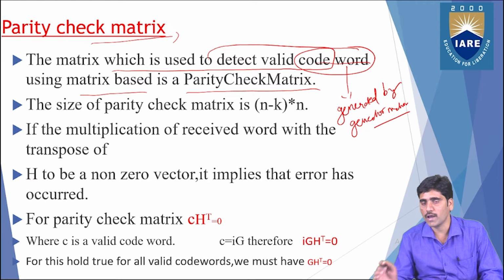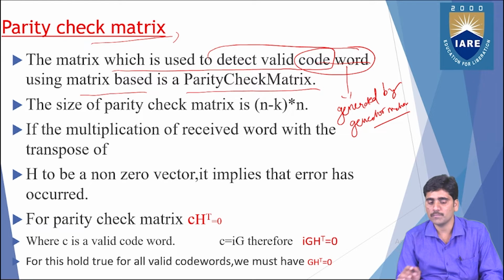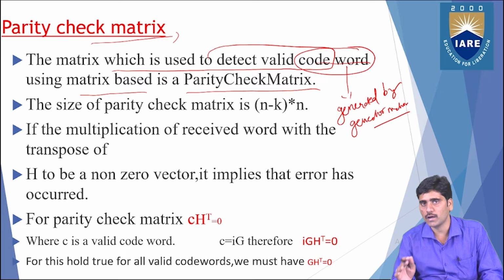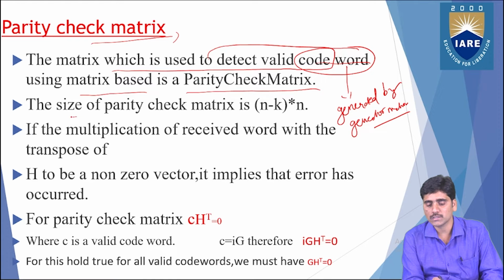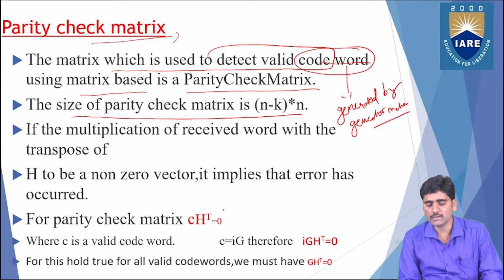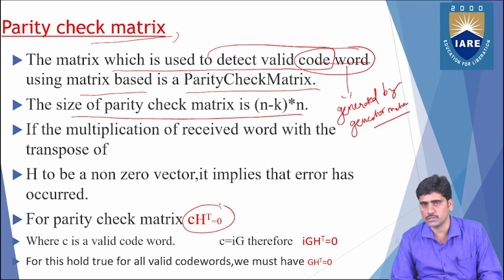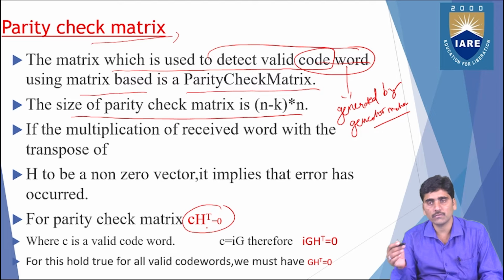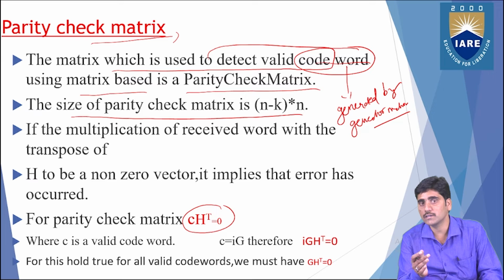Whether it is a valid code word or not, the parity check matrix will decide. How will it decide? The parity check matrix is used to detect the valid code words. If we get CH transpose equals 0, then you can say that the generated code word is valid, right?